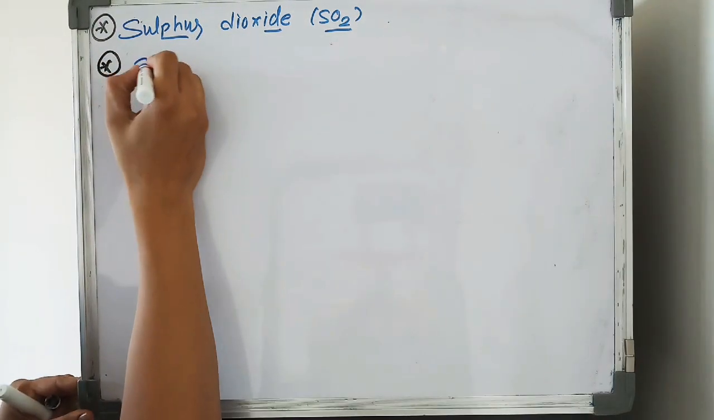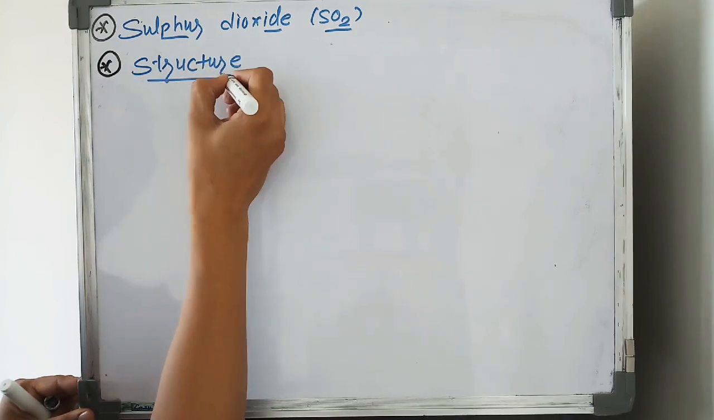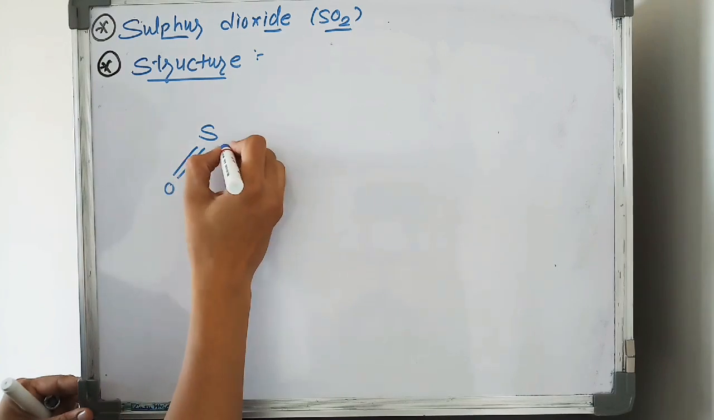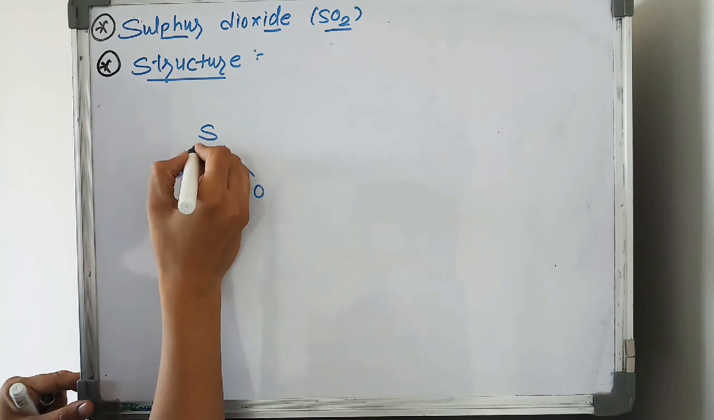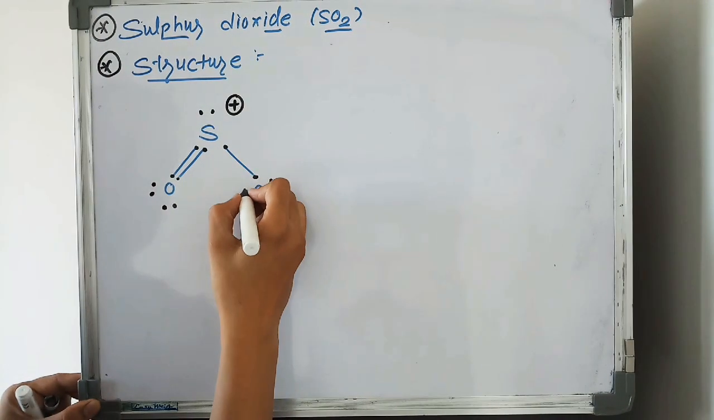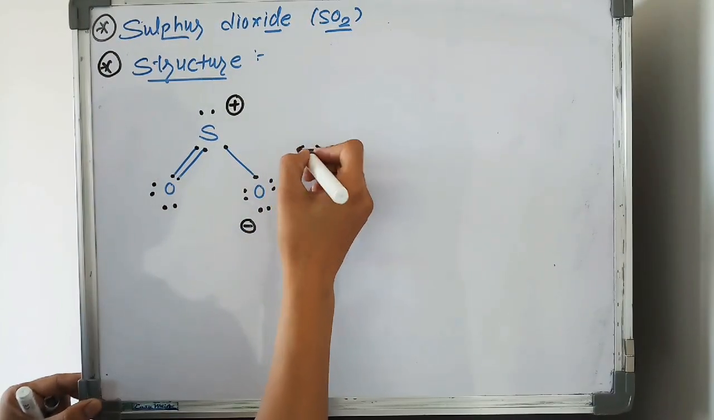Now, structure of sulfur dioxide. Sulfur belongs to group number 16, having 6 valence electrons, 1, 2, 3, 4, 5. It has one less electron, that's why it gained a positive charge, while this oxygen possesses 6 electrons. This oxygen having 7 electrons gained a negative charge.